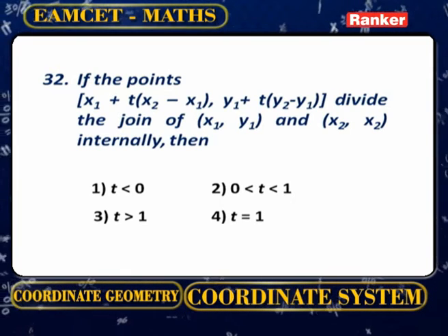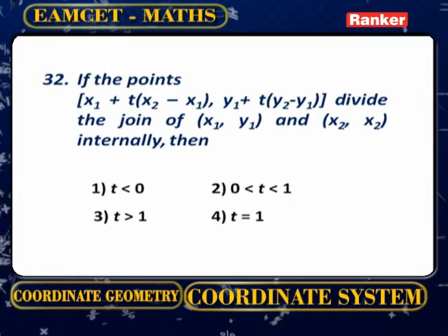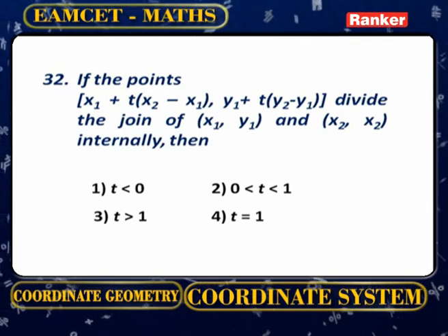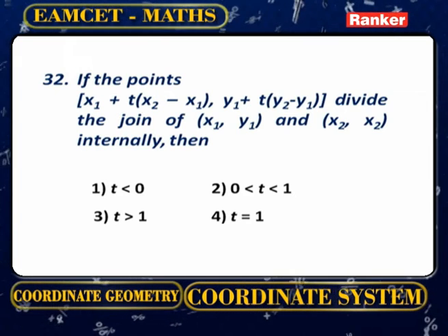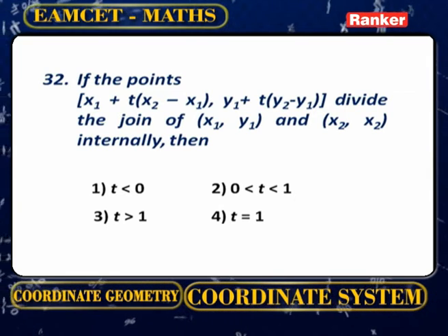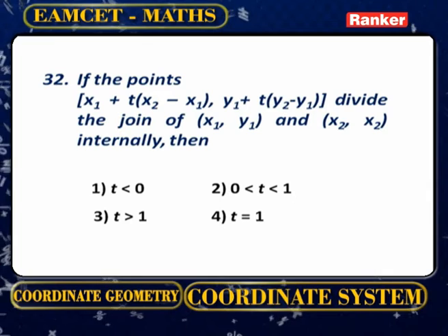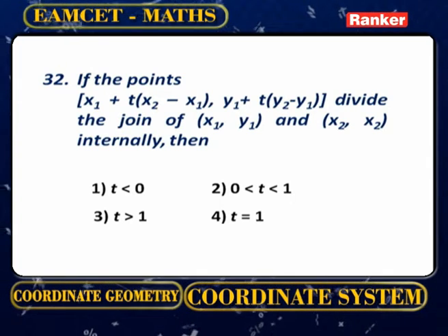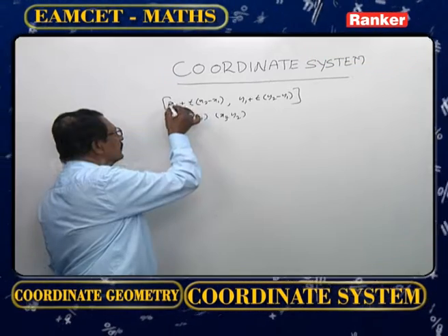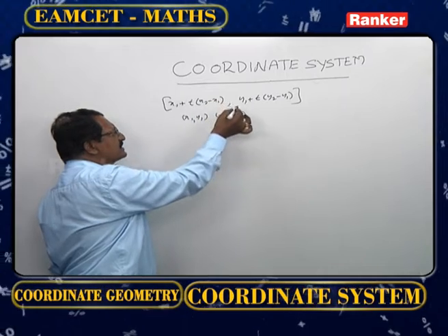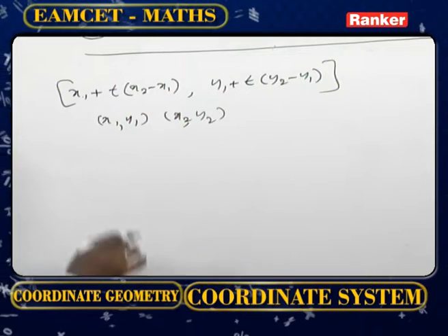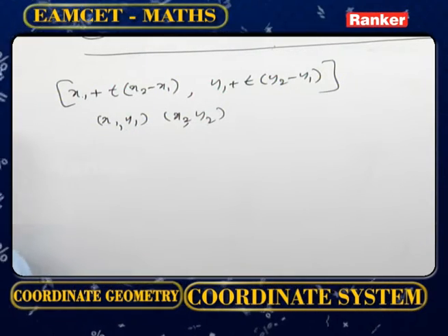The point (x1 plus t into (x2 minus x1), y1 plus t into (y2 minus y1)) divides the line segment joining the points (x1, y1) and (x2, y2) internally. Now we require the limits of t.